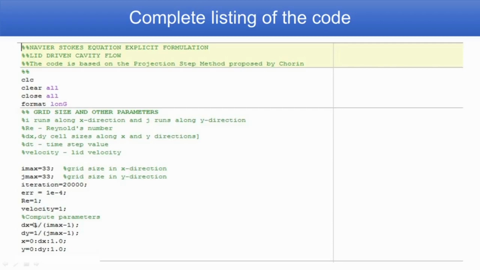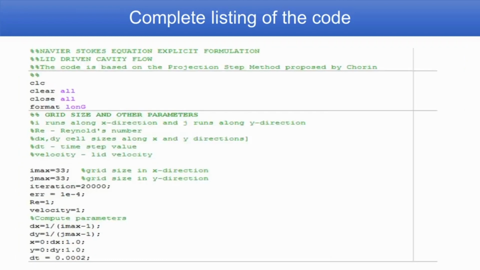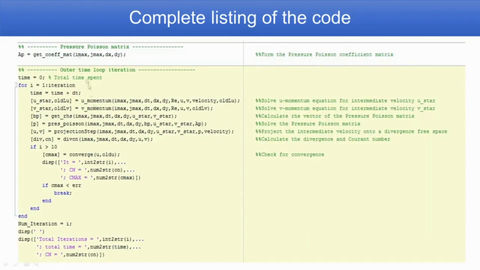Reynolds number as 1 and velocity boundary condition on the top wall as 1. Once you define the number of grid lines, you calculate dx and dy, dx equal to 1 upon imax minus 1 and dy equal to 1 upon jmax minus 1. So, x is going from 0 by delta x up to the value of 1.0. Similarly, y is going from 0 to 1 with the step value of dy. dt equal to 0.0002, and you have a complete listing of the code.